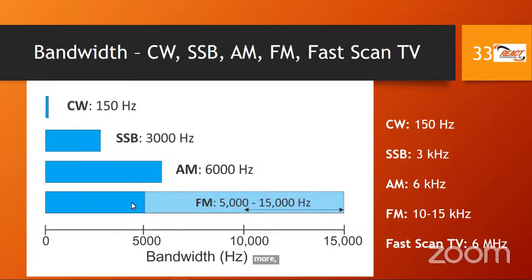So you notice FM, how wide it could be. AM a bit narrower. SSB a little bit narrow. And CW or Morse code, very narrow. So how we like to think of bandwidth is like a highway or a roadway.